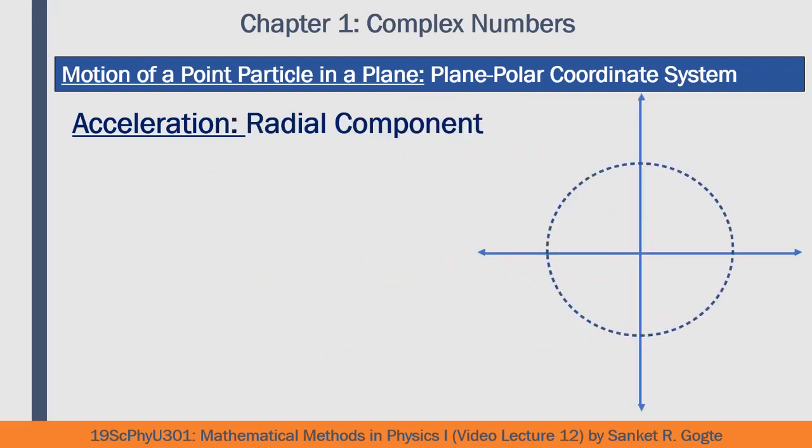So the radial component is r double dot minus r theta dot whole square. This second term is due to the centripetal acceleration. Since the particle is going in circles, r omega square is the acceleration which is experienced, or rather minus r omega square is the acceleration which is experienced due to the circular motion.